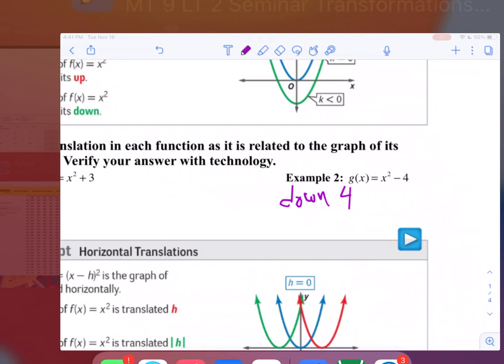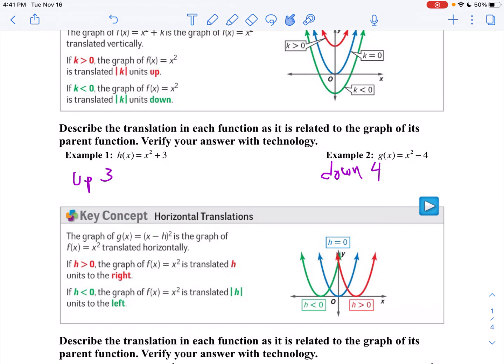That just verifies it. Now, rather than adding something to x squared, I can add something to x, inside the function. Notice it says x minus h is translated to the right or to the left horizontally. So if h is greater than 0, we're going to translate it to the right. So if it's x minus a number, you're going to translate it to the right. If you have x minus a negative or x plus a number, you're going to translate it to the left. That's the only thing that's a little weird. When you're inside the function, it's always backwards from what we would think.